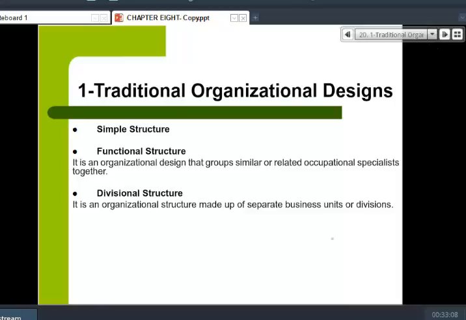Traditional organization design: simple structure. We have the functional structure. It's the organizational design that groups similar or related occupational specialists together. The divisional structure is the organizational structure made up of separate business units or divisions.